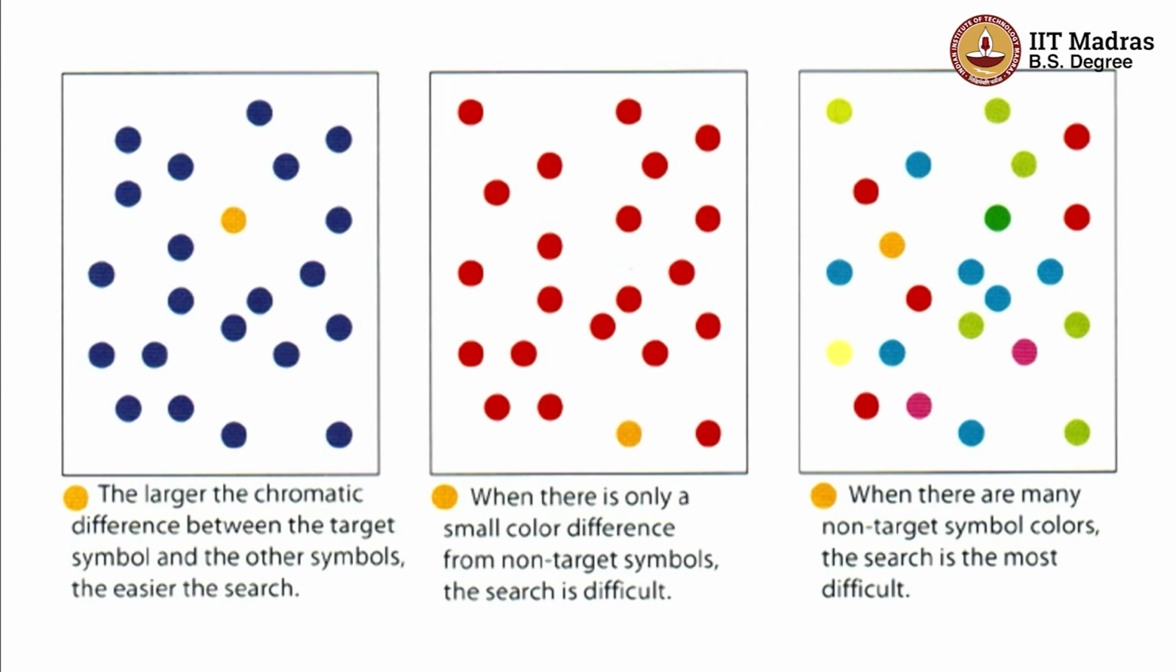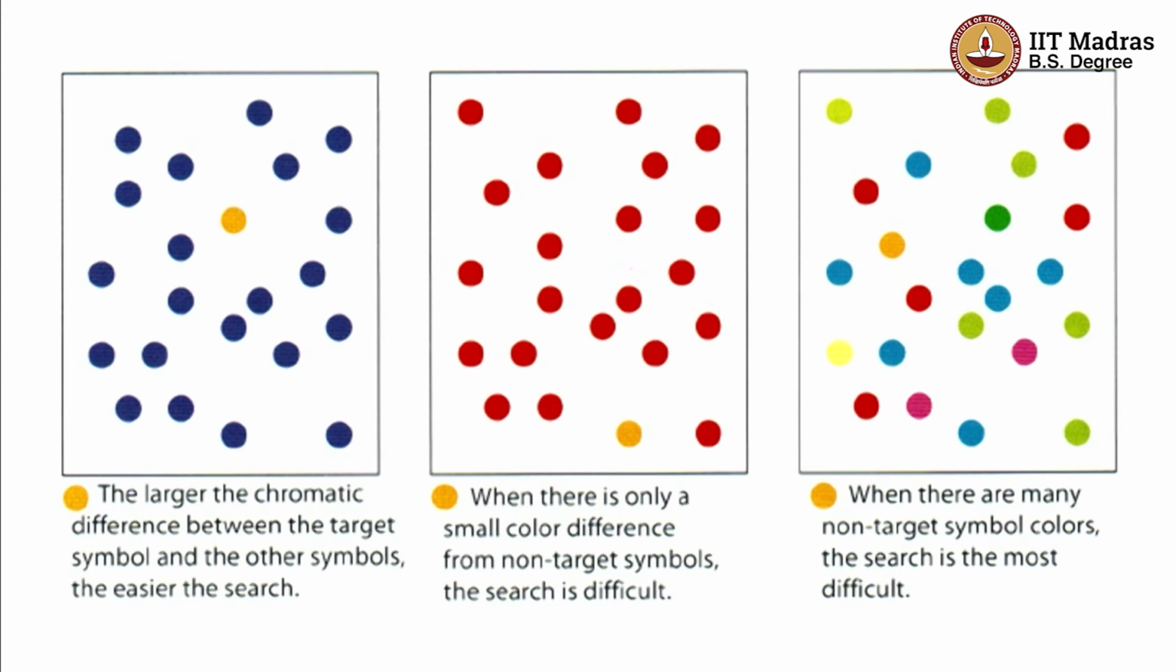Okay, so how does this pop-out effect work? The larger the chromatic difference between the target symbols and the other symbol, the easier it is to search. Okay, so you see in your color wheel, they are nearly opposite. So dramatically different. The chromatic difference is very high here, and therefore it pops out the best.